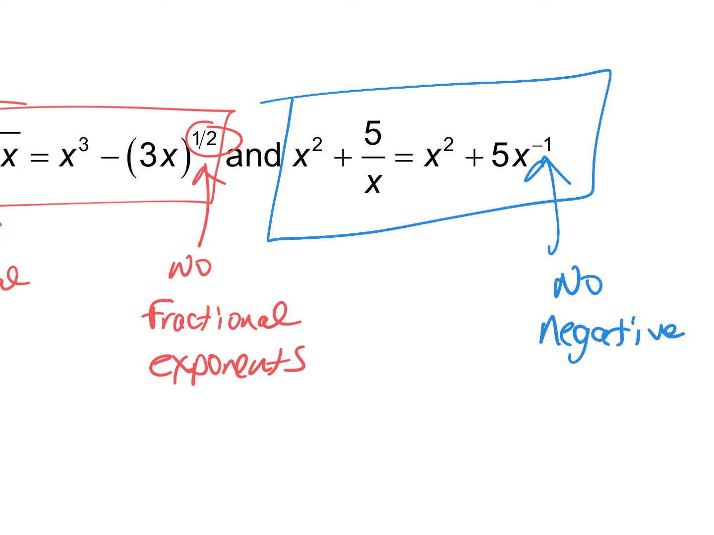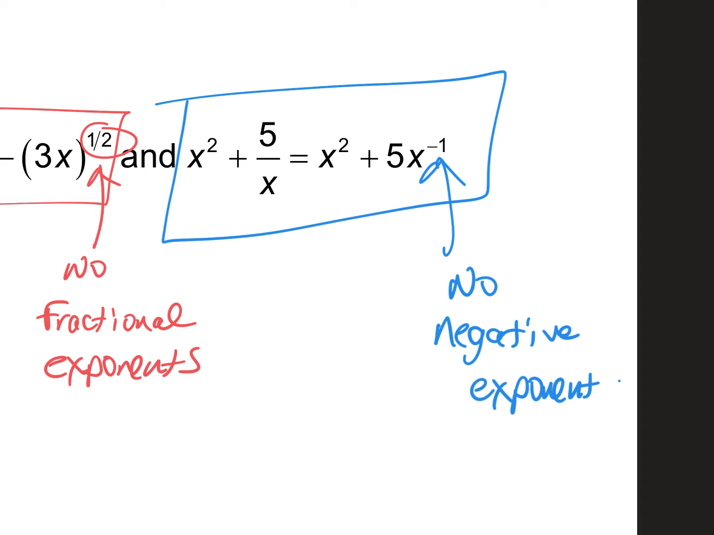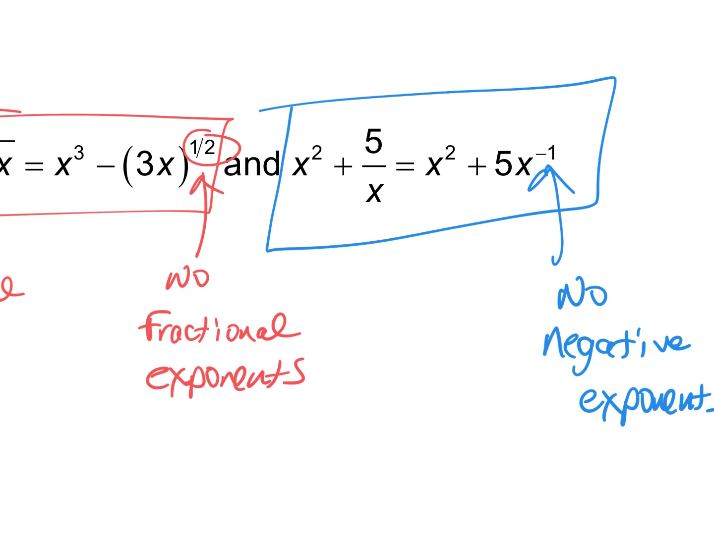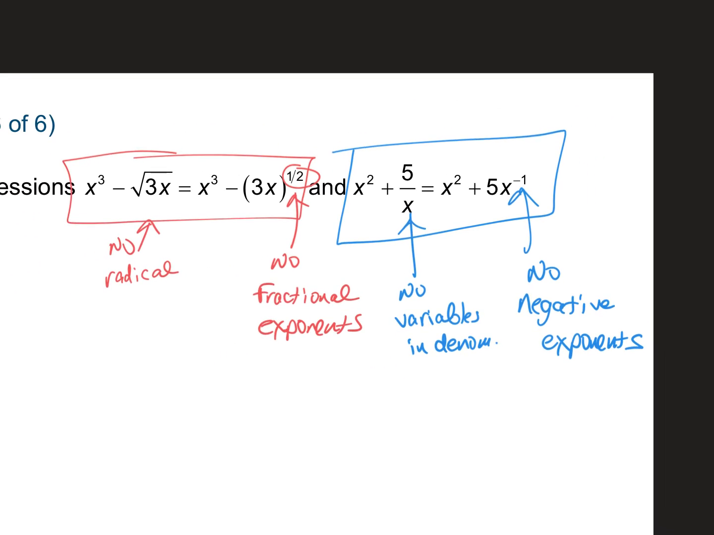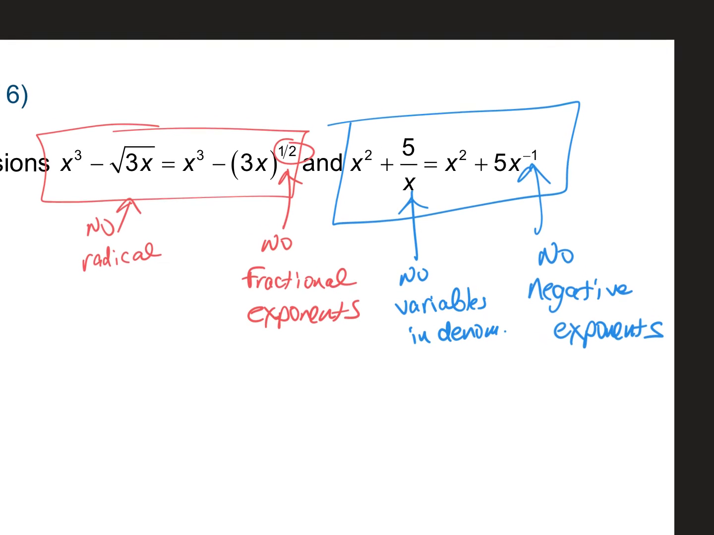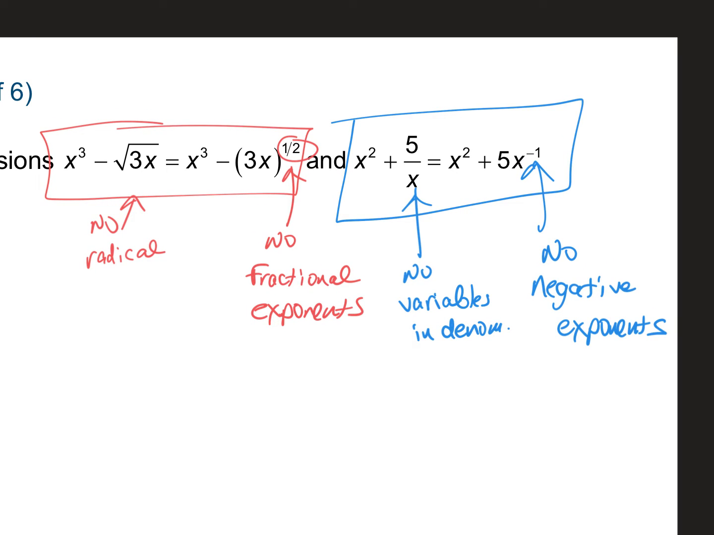Very good, guys. Not just that it's a fraction. What's the biggest thing that's a problem? It's a variable in the denominator. No variables in the denominator. Because what could x possibly equal? 0. X could be 0, sure. And what happens when 0 is in a denominator? Undefined. It makes it undefined. Perfect. So those are the rules.